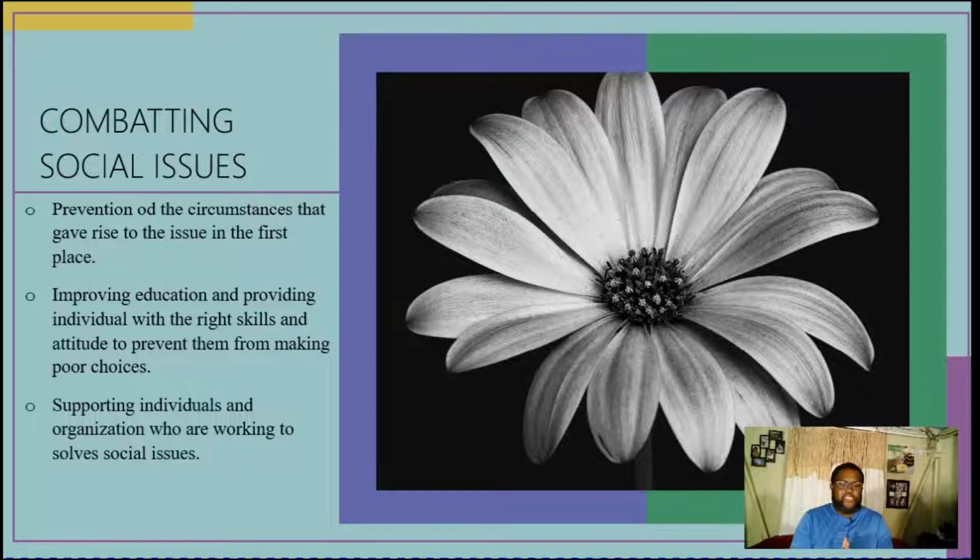Supporting individuals and organizations who are working to solve social issues. So you have organizations and you have people who are working to solve social issues. Support them. Support these organizations, support the endeavor, because in reality, when they try to solve these problems, it's going to help you in all aspects of your life, financially, socially, and everything like that. So support these organizations and individuals.